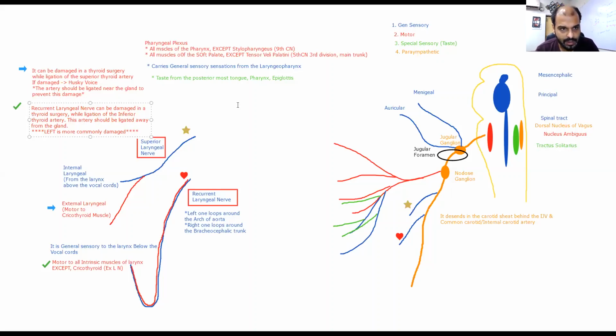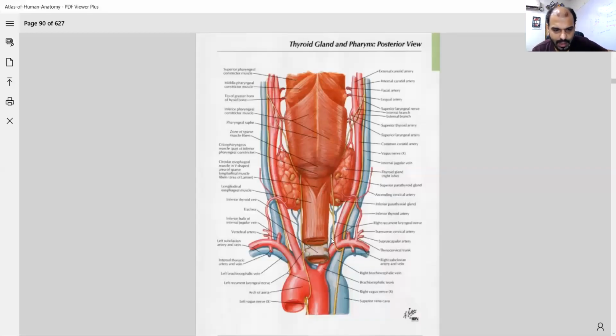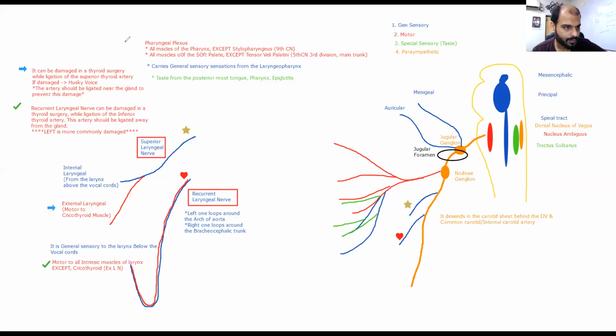Let me show you just here. Now look. Can you see that this right-sided nerve is near the artery? Obviously, sorry, right. The right one is near the artery. The left one is away from the artery. Sorry, just did it in a hurry. It is the right. Sorry. This one is right.